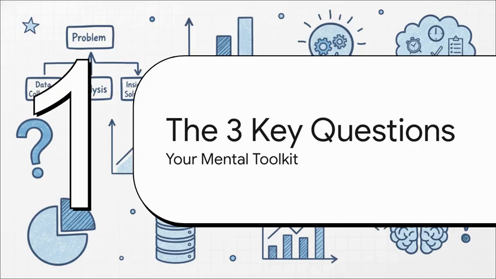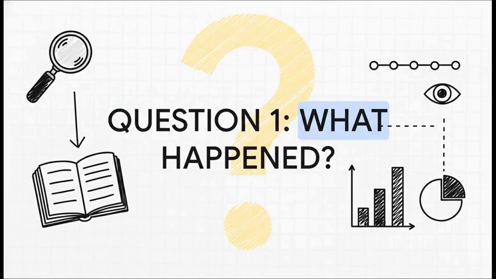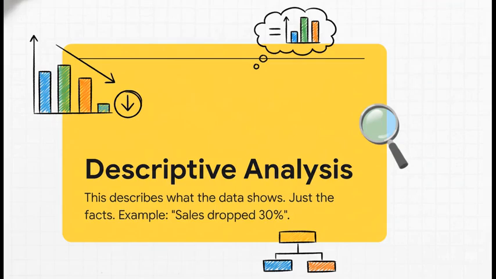Now let's formalize this a little bit. I want you to think of these next 3 questions as your very own mental toolkit. You can use this for any problem you face, whether it's at work or even in your personal life. The very first question is always the simplest one. It's our starting point. You must first state the facts very, very clearly. So you simply ask, what happened? In the world of data, this is called descriptive analysis. It just describes the situation using the data. No opinions, no feelings, no guesses. Just a plain fact. So for Rahul, the answer was sales dropped 30%. That's it, a clear factual starting point.